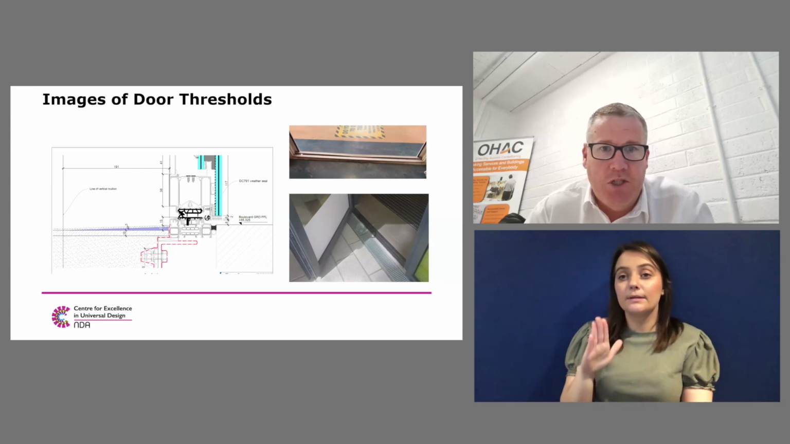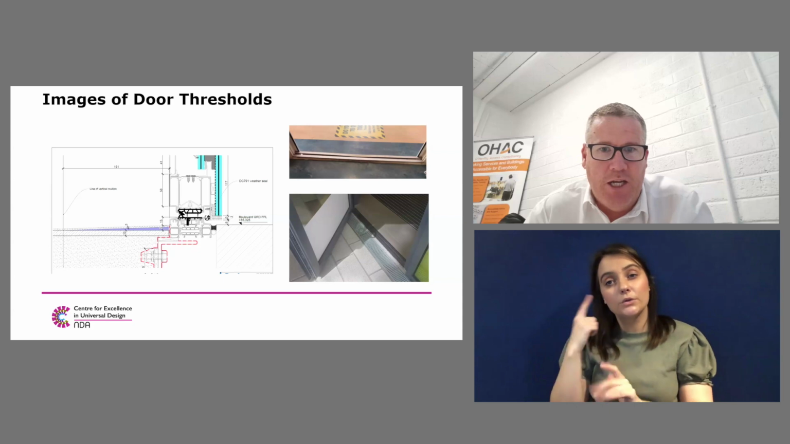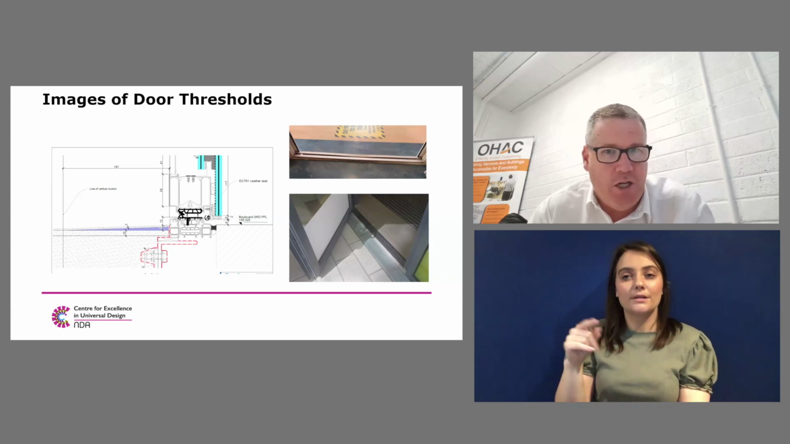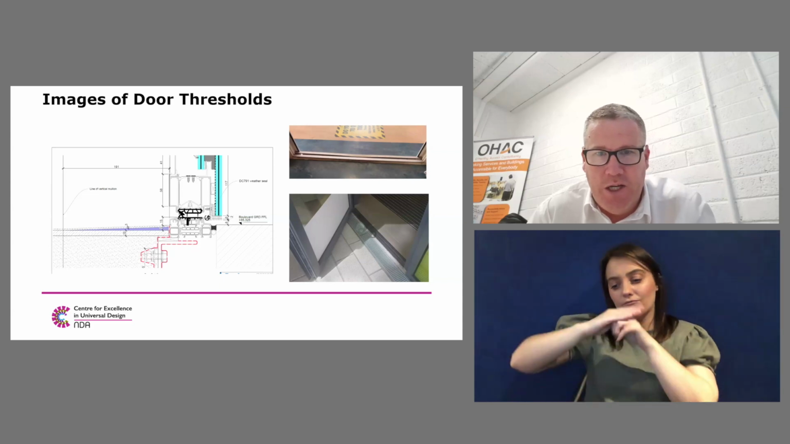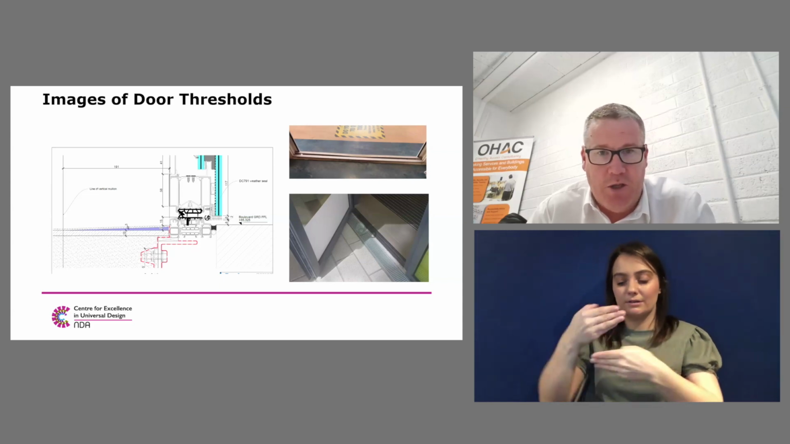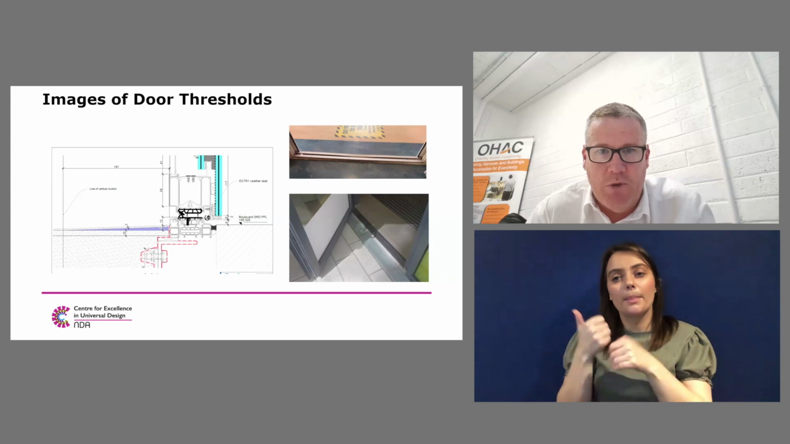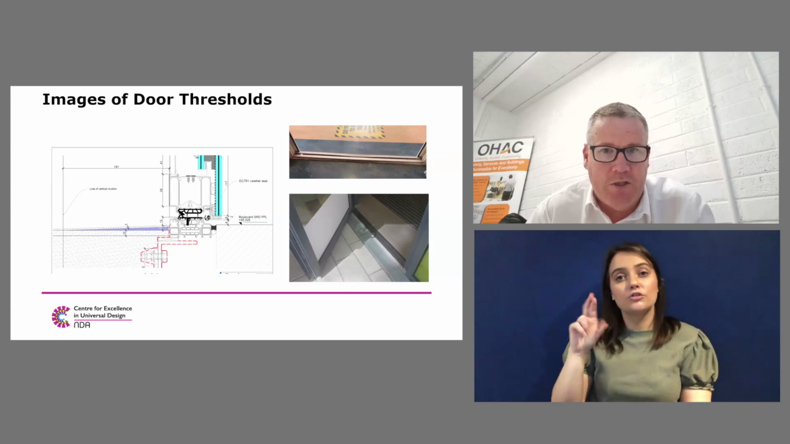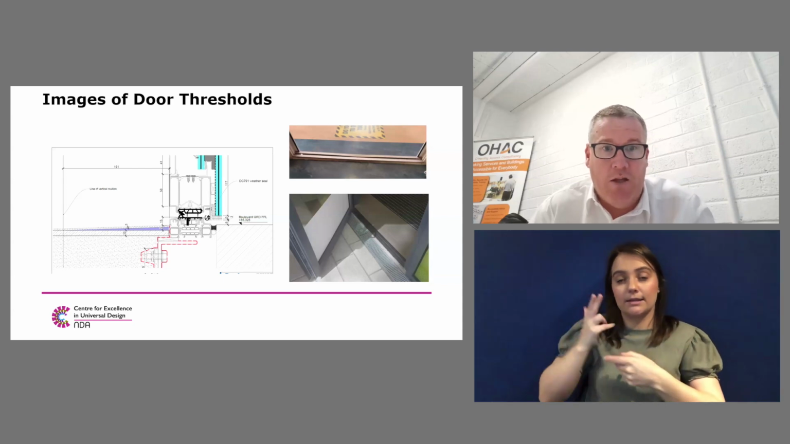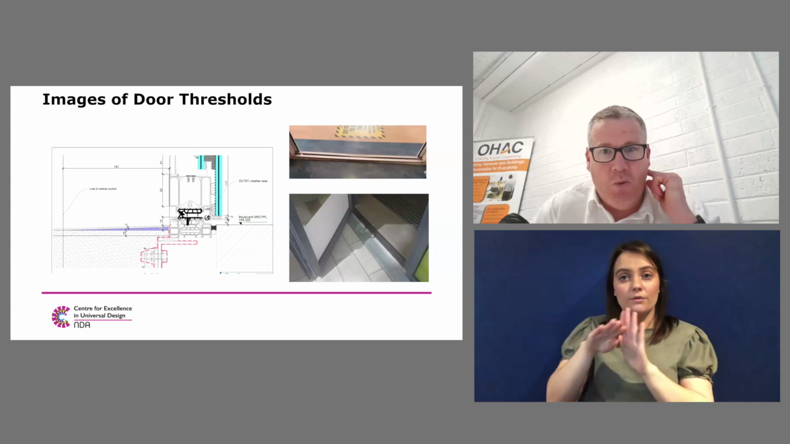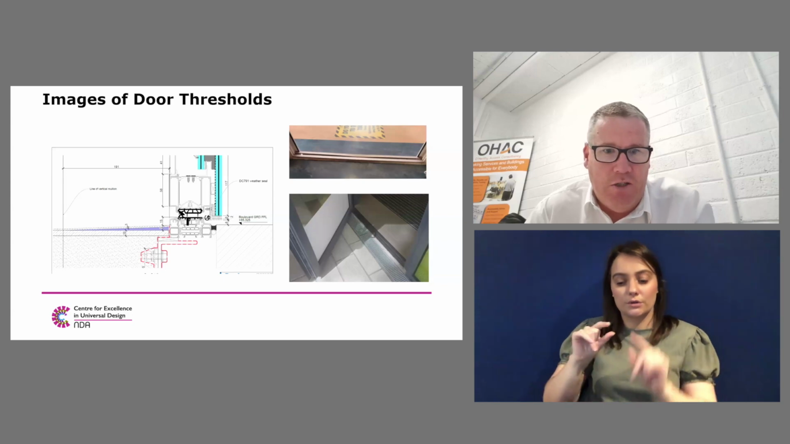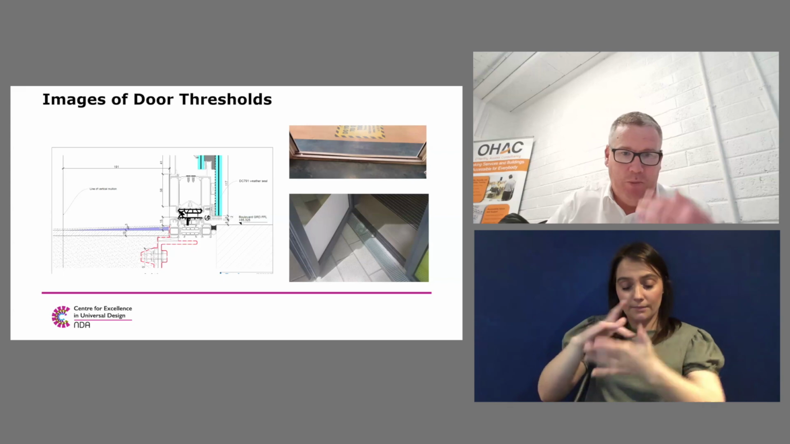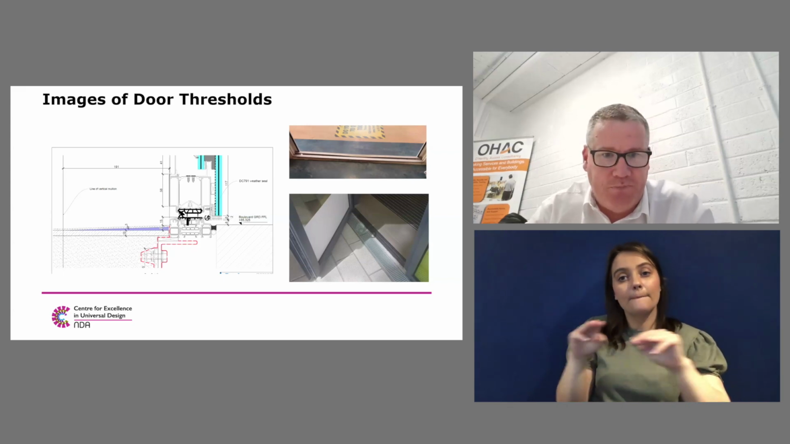And on the right hand side, you can see some images. The top image on the right is a poor example of a threshold which is way above the 15 millimeters, and it's not beveled or chamfered or rounded. And on the bottom image, you can see a threshold which has good drainage channels, and the threshold both internally and externally is less than the 15 millimeters. But you can also see there's a well-designed mat well inside the door, for people's footing and so on.